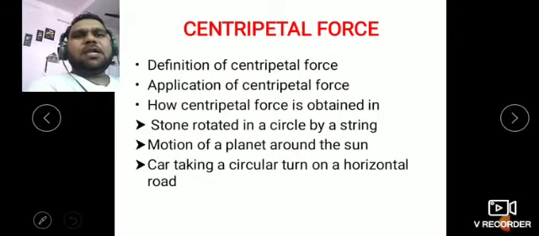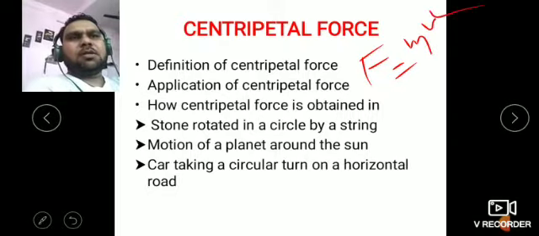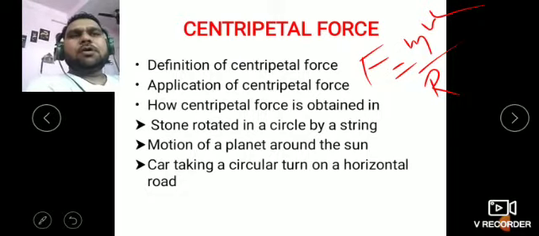From the second law of motion, we can figure out that if there is a centripetal acceleration, there should be a centripetal force as well. So centripetal force F will be given by mv square by r. What is m? m is the mass of the object, v is the constant speed of the object, and r is the radius of the circular path.